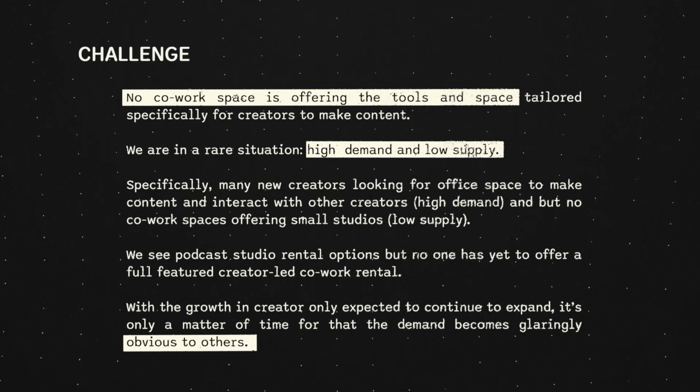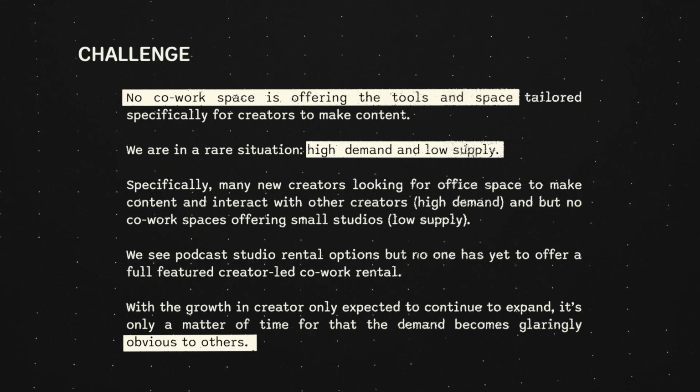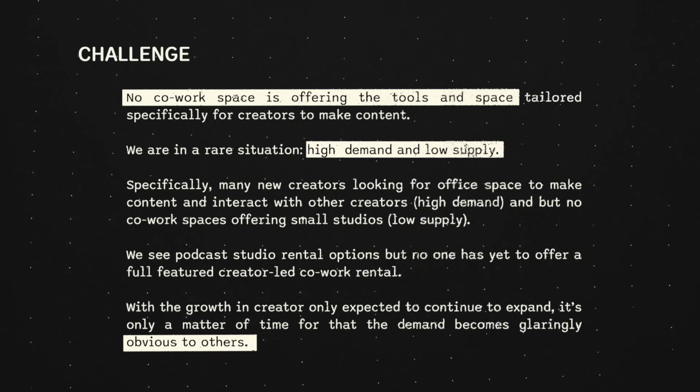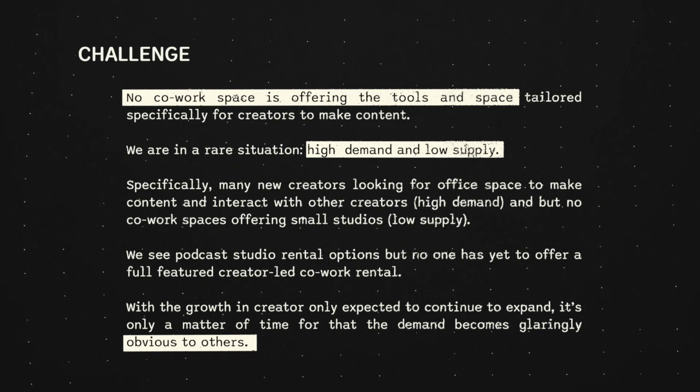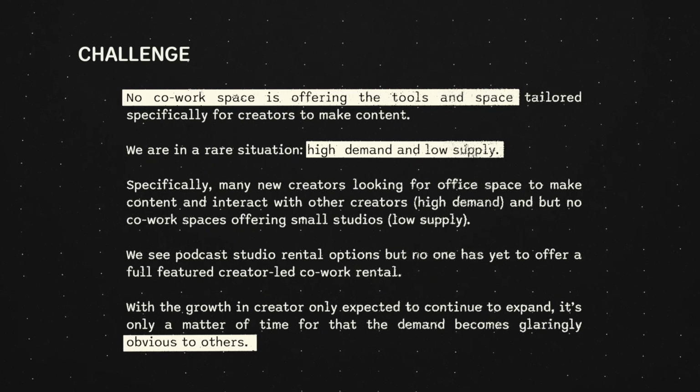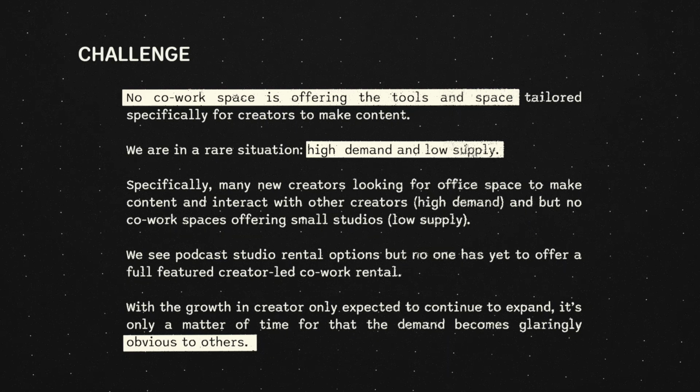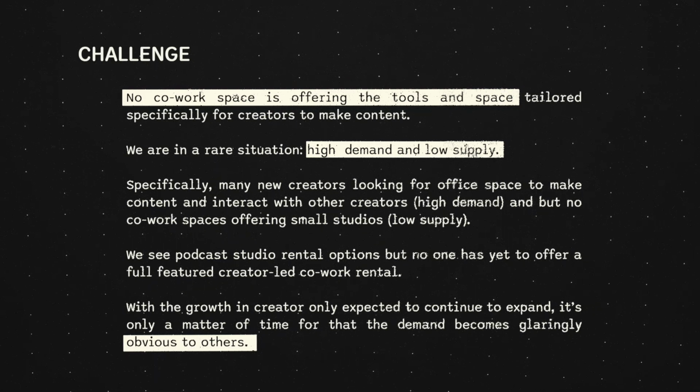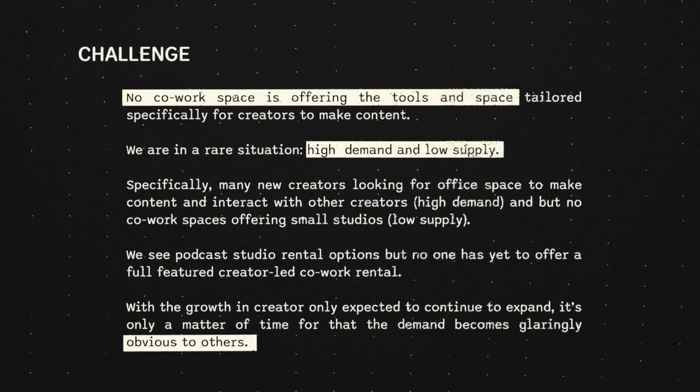A strategy needs to be persuasive, and for that to be effective, we need to rally our team around a big problem we're trying to solve. Let's take a look at an example. We call out the growth in the creator market and make an observation that although there are plenty of co-work spaces, none are actually offering the tools and space for them to make content and connect with like-minded creators. Now we can press this further by saying that currently we're looking at a problem of high demand and low supply, and that there's a small window where the supply-demand imbalance could persist.